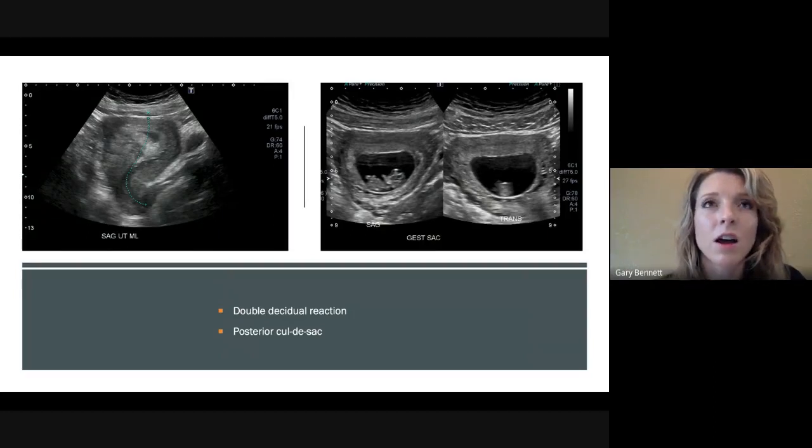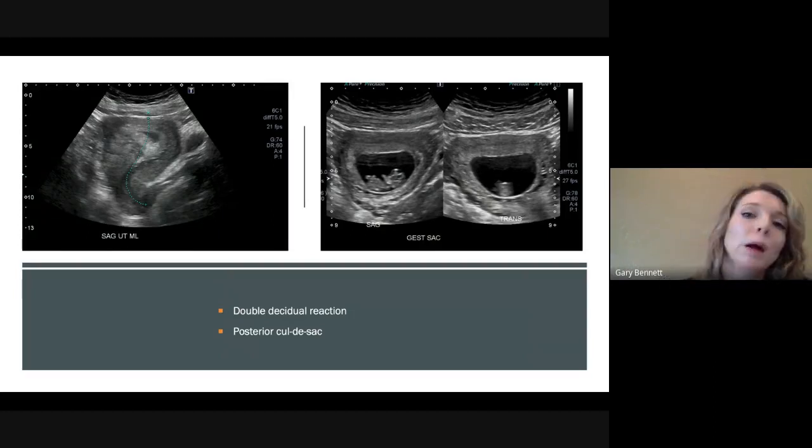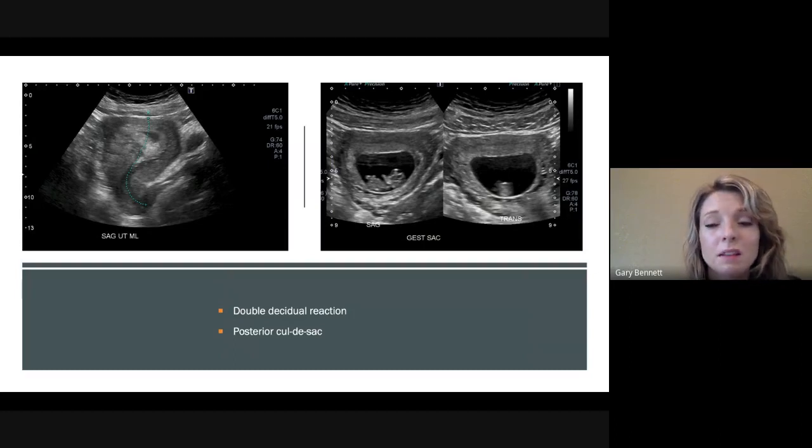This is not a make or break finding. It's just more something to be aware of. It can help you determine whether or not you're visualizing a true gestational sac. However, I place a lot of hesitation on making a leap that something is an actual gestational sac, as opposed to free fluid or a pseudo sac within the uterus itself, until you can see a crown rump length.